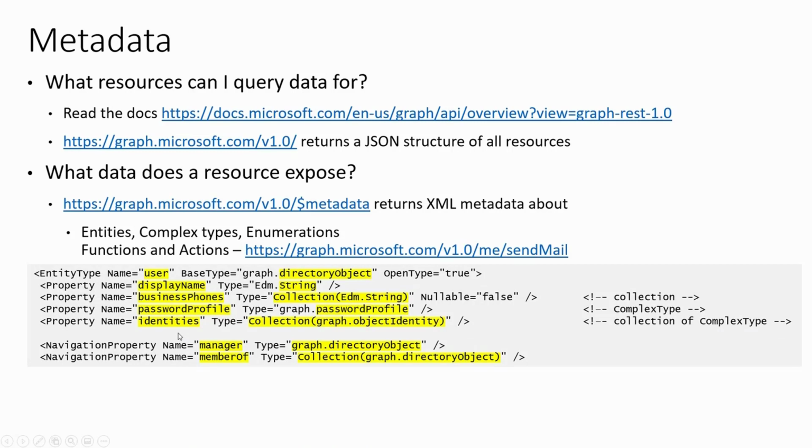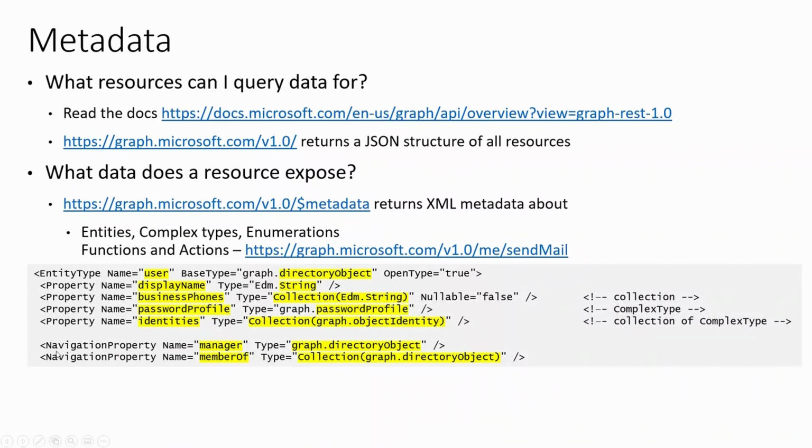Then we come to complex type, which is where you have an object within an object, like password profile. It's going to say that the type of this is password profile, and I need to scoot over and have a look at password profile to see what that is. Then you have a collection of complex types, like identities, where it says this is not just a complex type, it is a collection of a complex type. That helps you to navigate how the object looks.